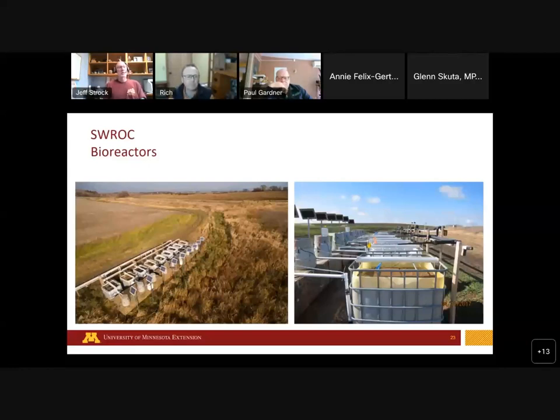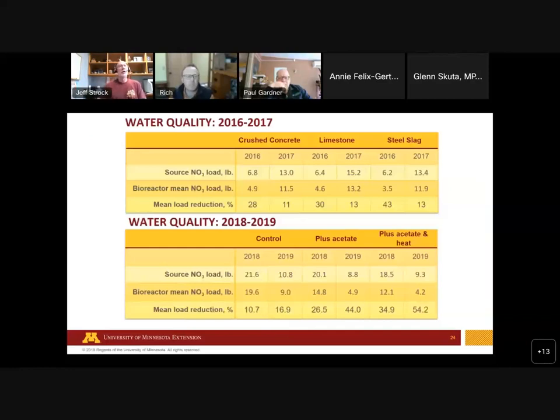And here's the water quality data that we have from that. I'm just going to spend time talking about the 2016-17 data. This is only the nitrogen reduction data that we had, but the crushed concrete, limestone, and steel slag were the phosphorus-reducing materials that we had in those bioreactors. And we had really decent removal of nitrate in the first year of the bioreactors.